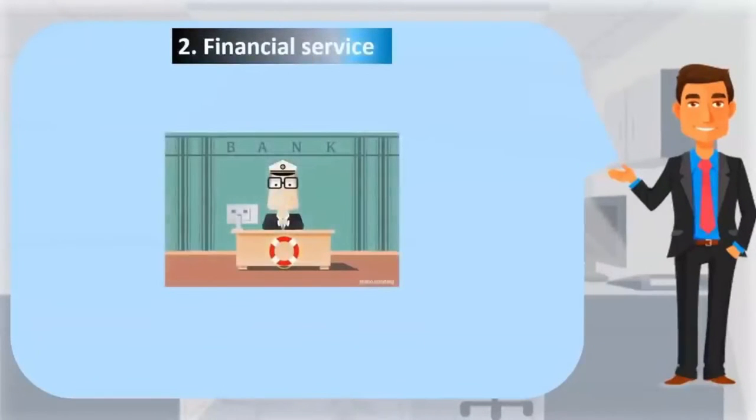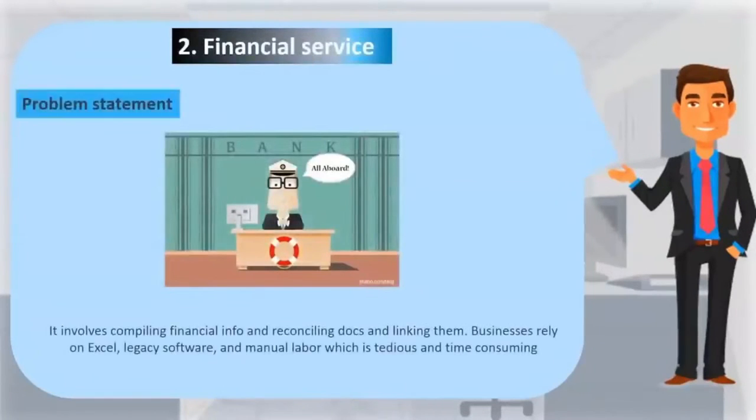Let's look at the second example, financial service. Financial service involves compiling and combining financial information from various departments and storing the records in a system. Data is manually extracted from bank statements to reconcile documents and link them to their forms using detailed spreadsheets. To complete the reports, businesses rely on Excel, legacy software, and manual labor, which is tedious and time-consuming.